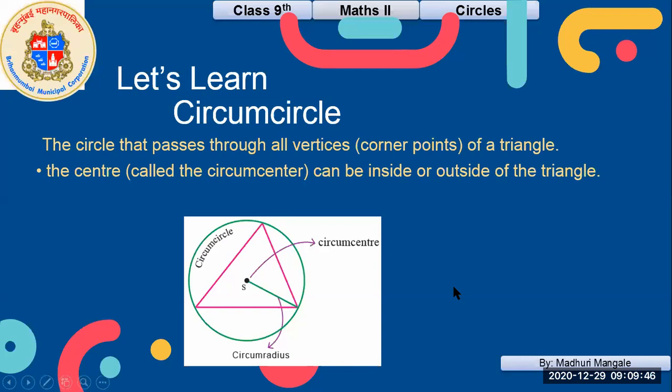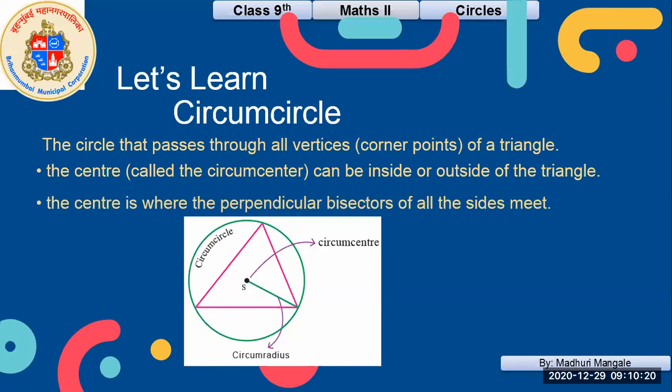Now, a very interesting point here is that this circumcenter can be inside or outside of the triangle. Whenever you do construction, don't get confused or worried if you get the circumcenter outside the triangle, because even though the center would lie outside the triangle, the circle would still always pass through the vertices. We will look at a few examples on this.